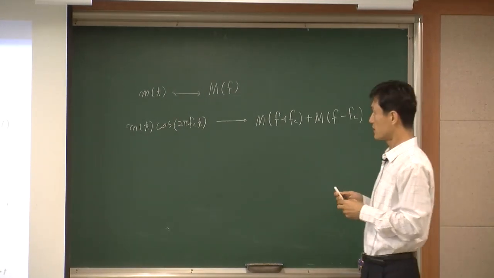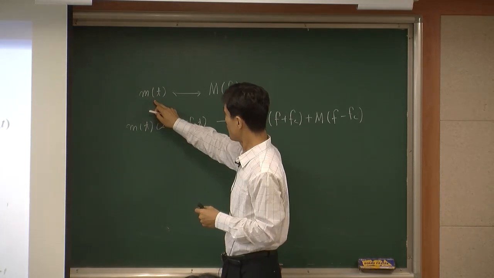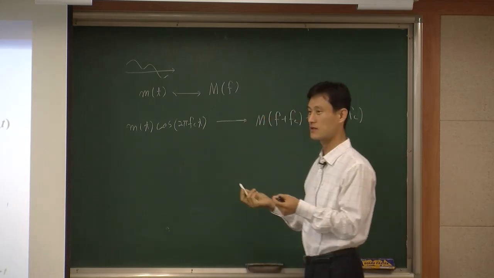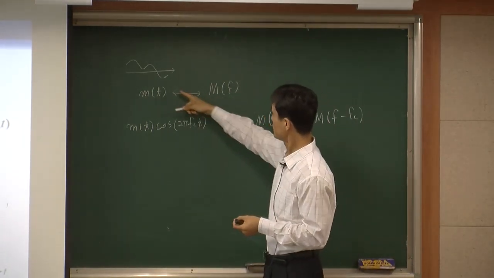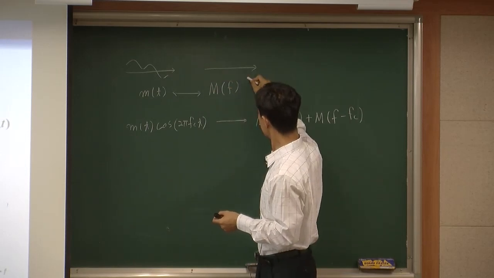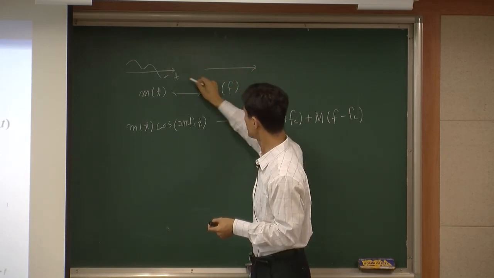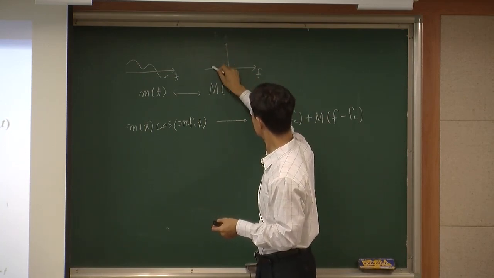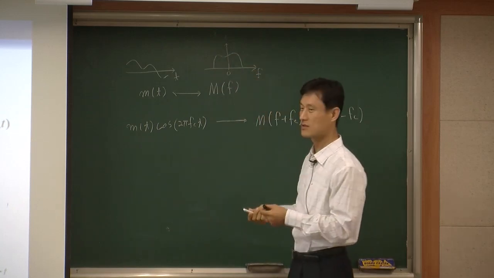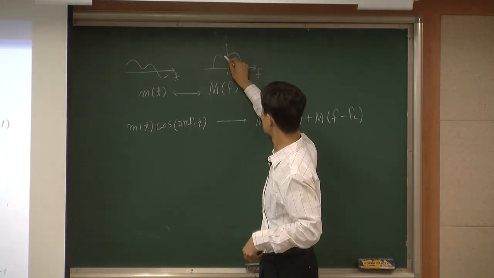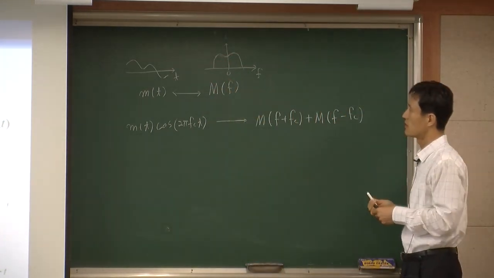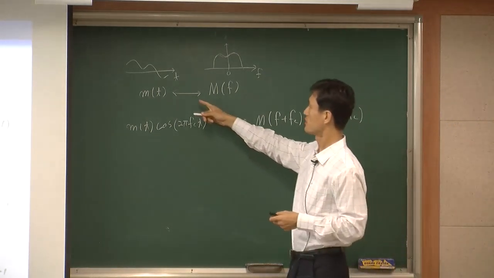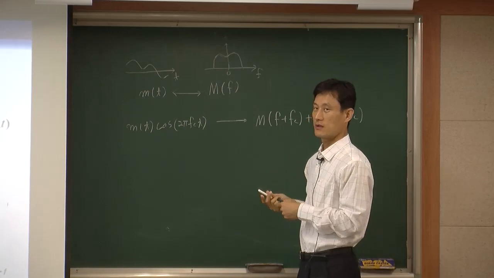Now let's understand what this means. Let's say our m(t) in time domain looks like this, just as an example. When you take a Fourier transform of this, in the frequency domain, let's say we get this one. Just an example. Suppose this is the case.